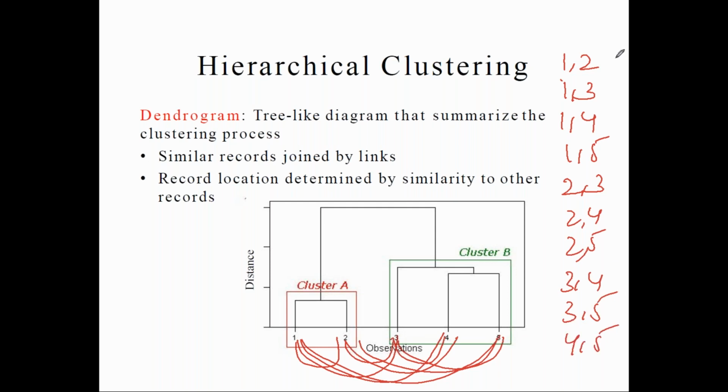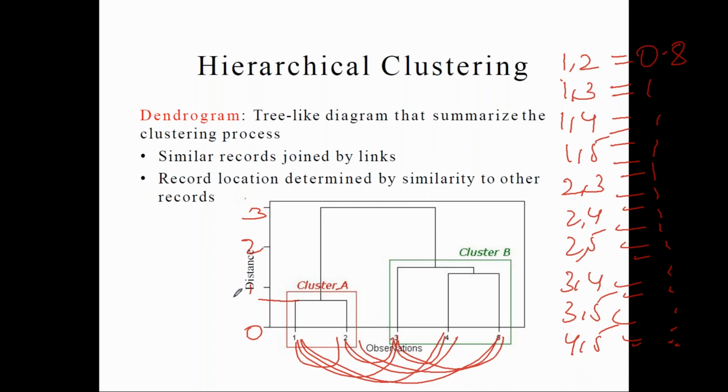So you're going to calculate the distance between all of these things. Consider that your distance is here: 0, 1, 2, 3. I got a distance between 1 and 2 as 0.8. Remaining all are greater than this. So I'll form 1 and 2 as one cluster. This is your 0.8.